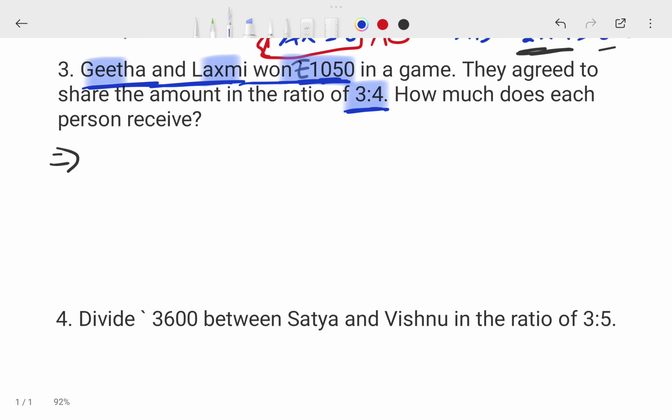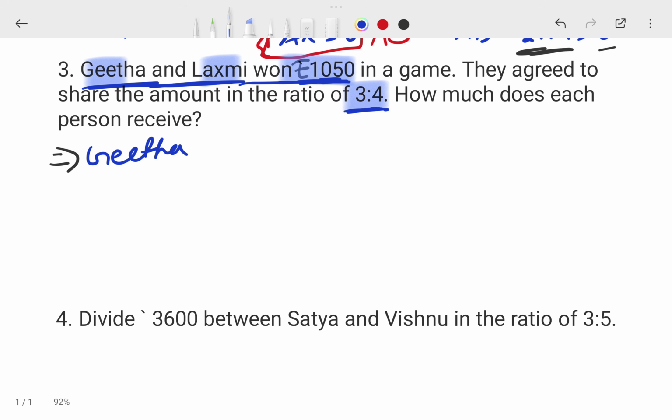So how can we find it? It is very easy. We have to find Geeta's and Lakshmi's amounts. Okay, so I will write here. Let's first find Geeta's rupees.